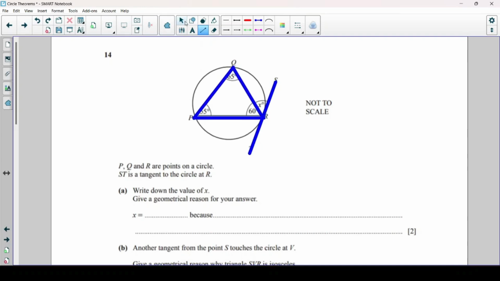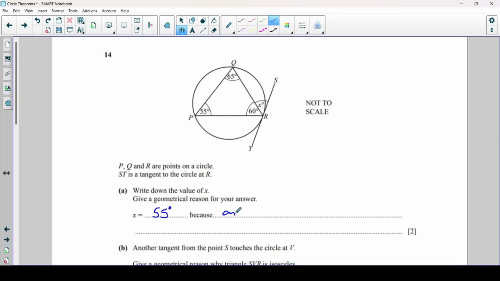We've got a tangent, we've got a triangle, so it's yet another alternate segment theorem. Let's draw over the tangent and angle x, and we're trying to find angle x, so let's draw a kind of Z shape that includes it. And it's not alternate angles, so it's not this one, it's this one over here. So that means x is equal to 55 degrees, because angles in the alternate segment are equal.